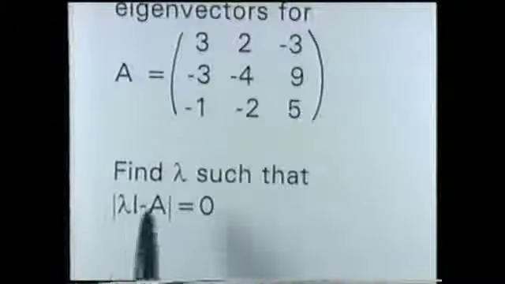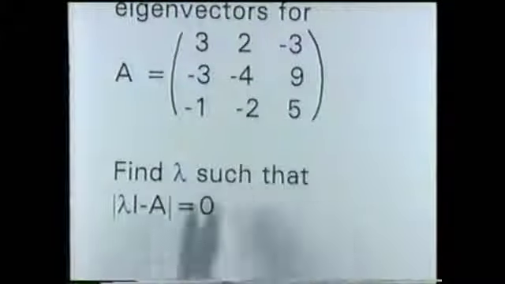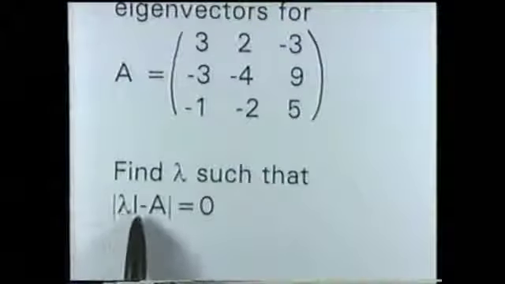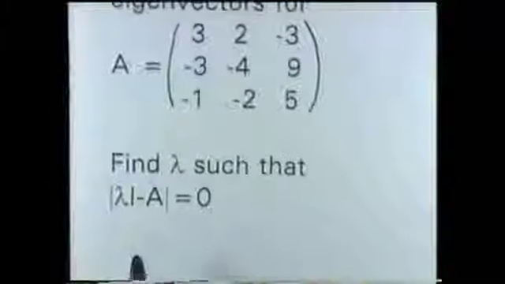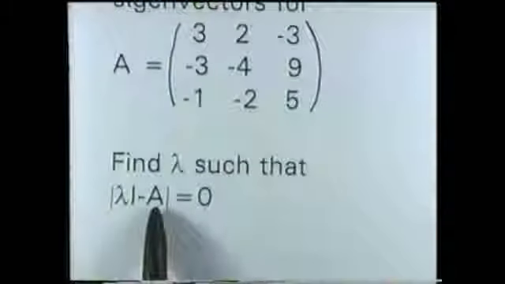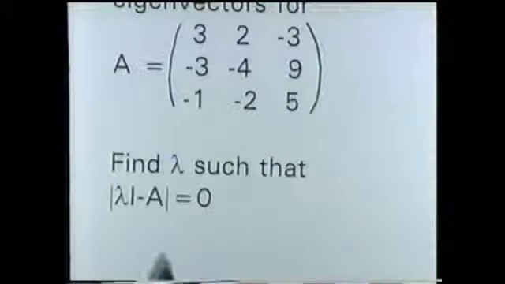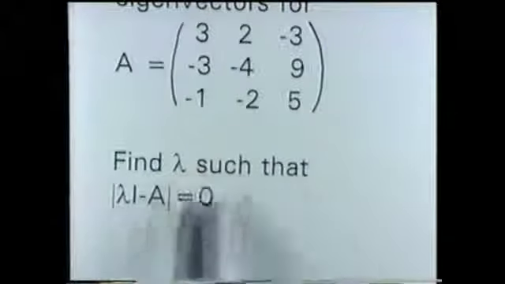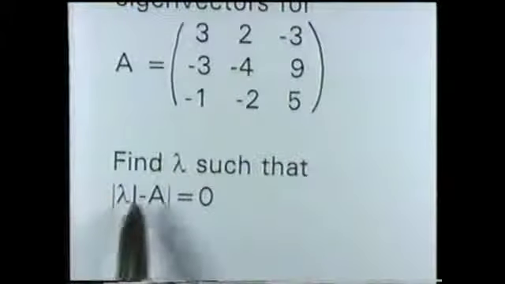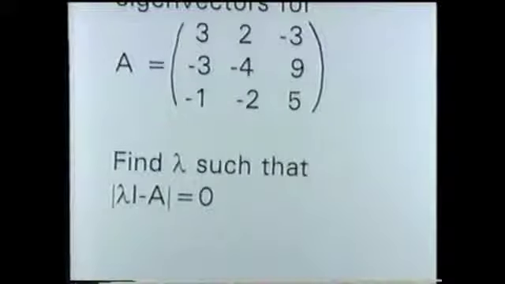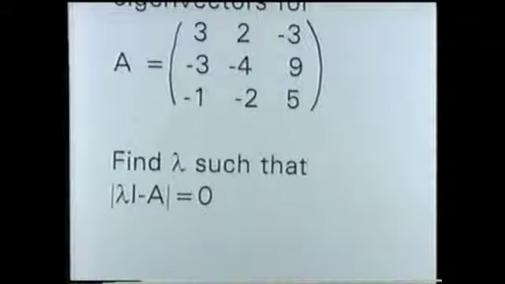What we want to do is to find lambda such that the determinant of lambda I minus A is equal to 0. And this is called the characteristic equation of matrix A. So we want to find lambda such that the determinant of lambda I minus A is equal to 0, and lambda will be the eigenvalue. We can let Derive do the dirty work for us.